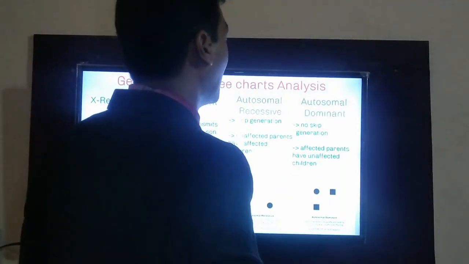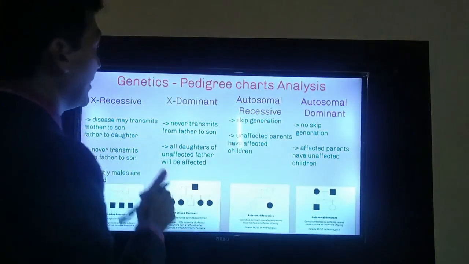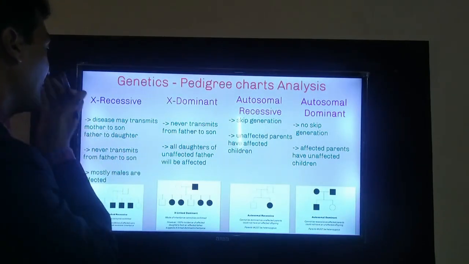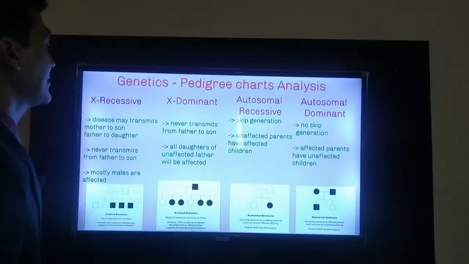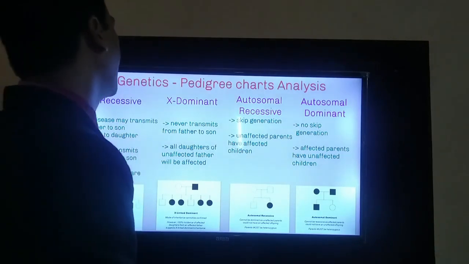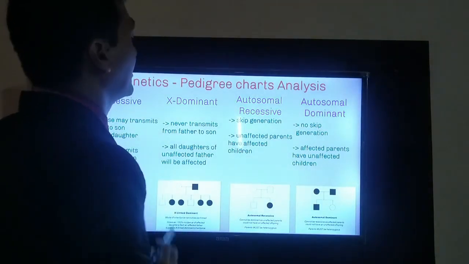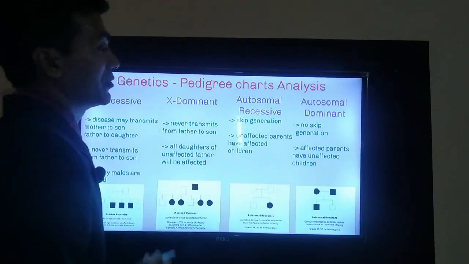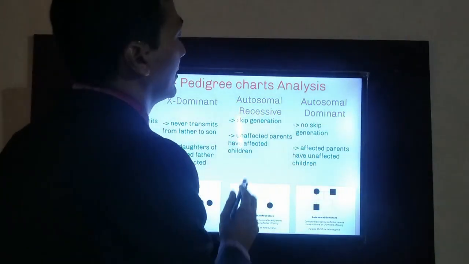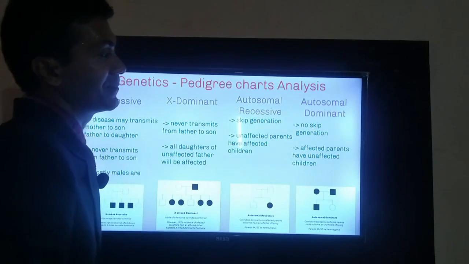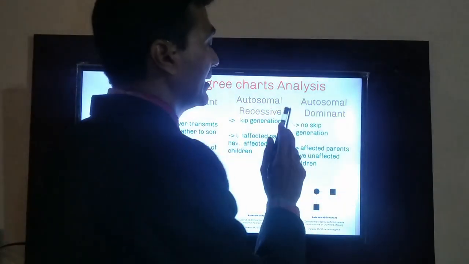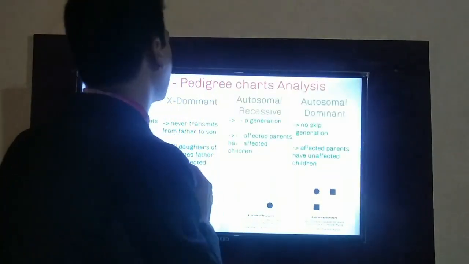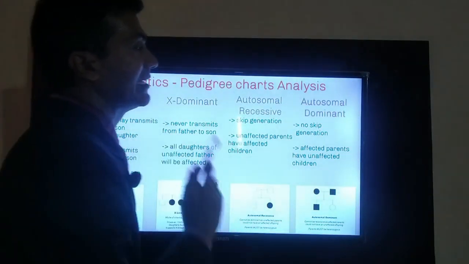This is autosomal dominant. So now I am going to tell you the diseases. X recessive diseases are color blindness; X dominant disease is incontinentia pigmenti; autosomal recessive are thalassemia and sickle cell anemia; autosomal dominant is Huntington disease. So these are the genetics pedigree chart analysis.